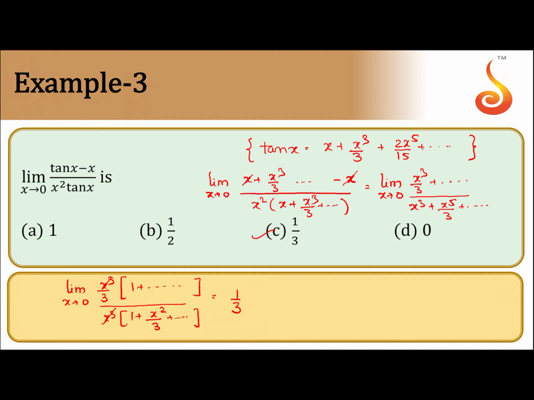So tan x equal to x plus x cube by 3 factorial plus 2x to the power 5 by 15 and so on. Even if you put the higher powers as x tending to 0, remaining all terms will become 0.